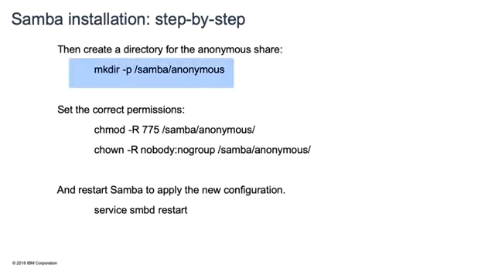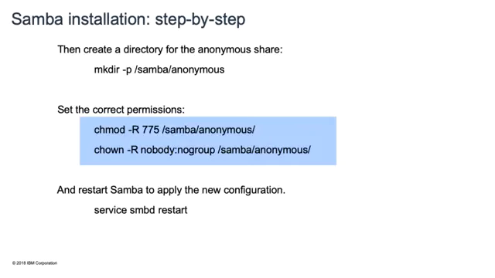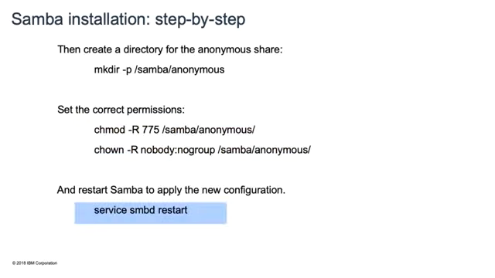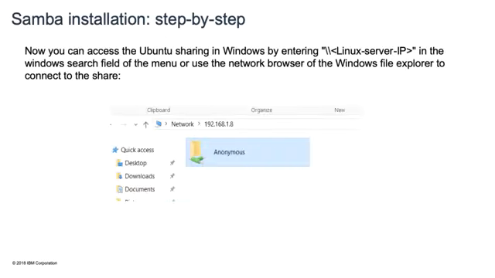Our directory is under samba and the name is anonymous. Then we just need to set up the permissions for this specific folder and then restart the service that will allow us to establish the communication. The name of the service is smbd, so we just need to use service smbd restart.